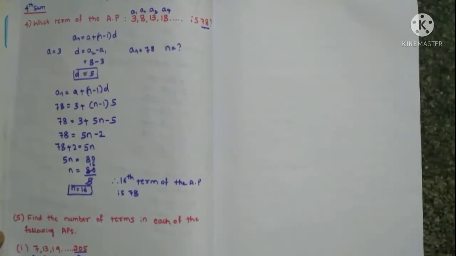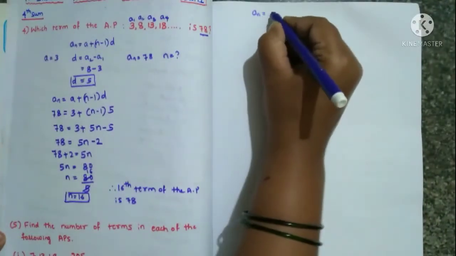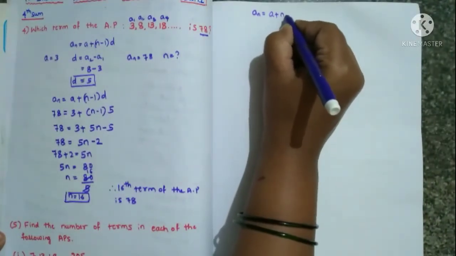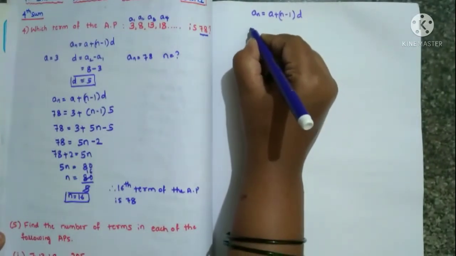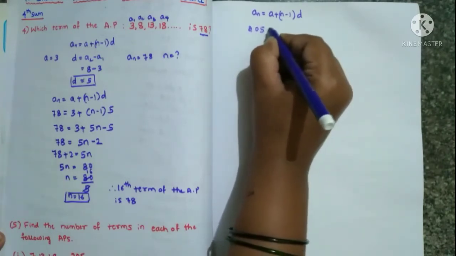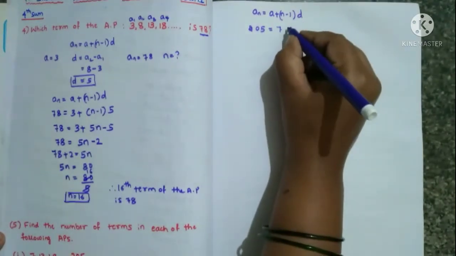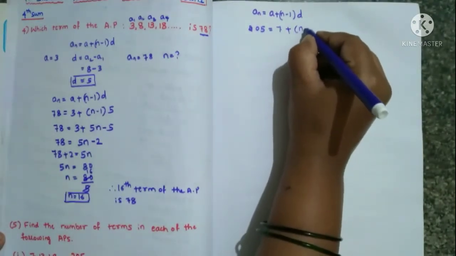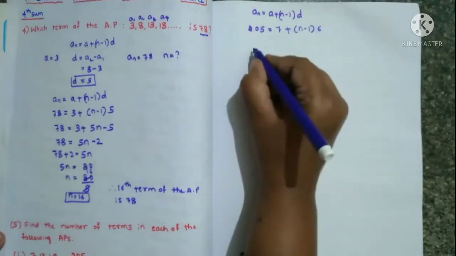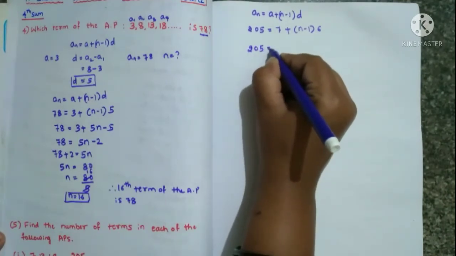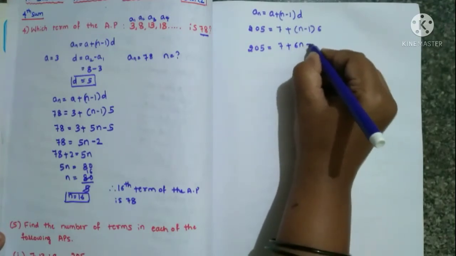Okay, we'll write the an formula first. An equal to a plus n minus 1 into d. An value is 205, a value is 7, plus n we have to find it because they clearly mentioned find the number of terms. D is 6 here. So 205 is equal to 7 plus 6 into n is 6n minus 6.